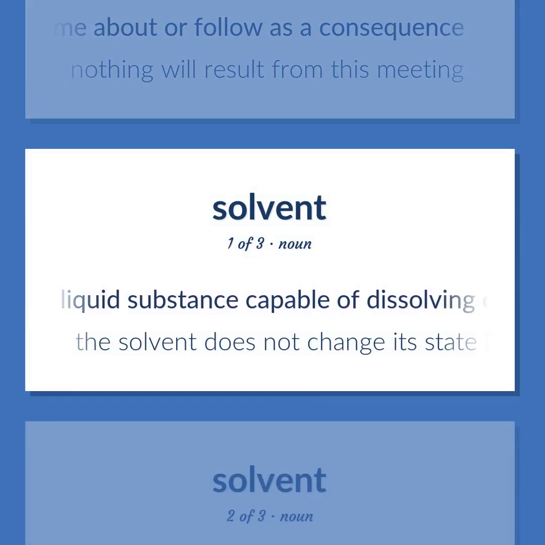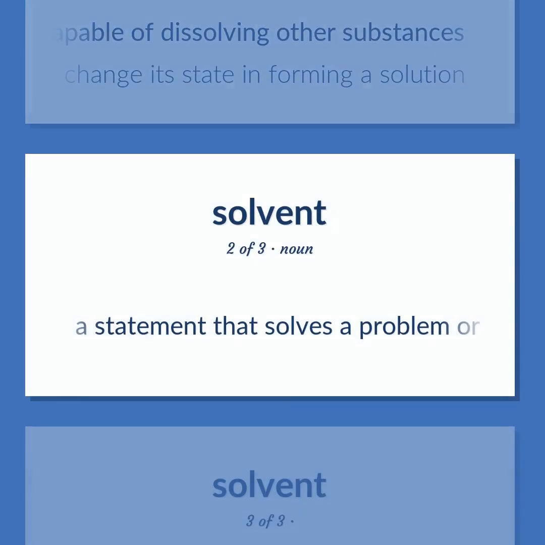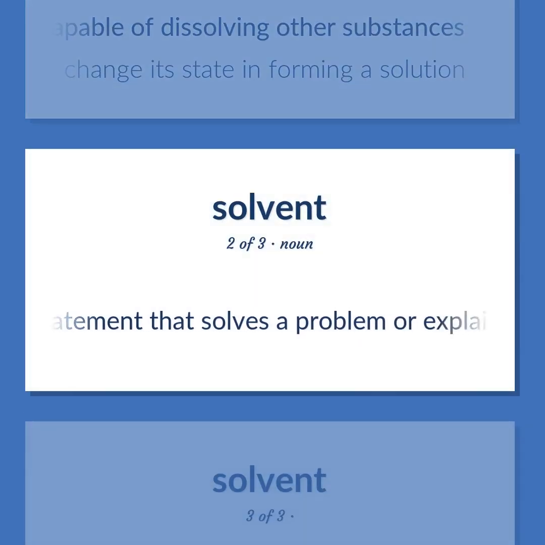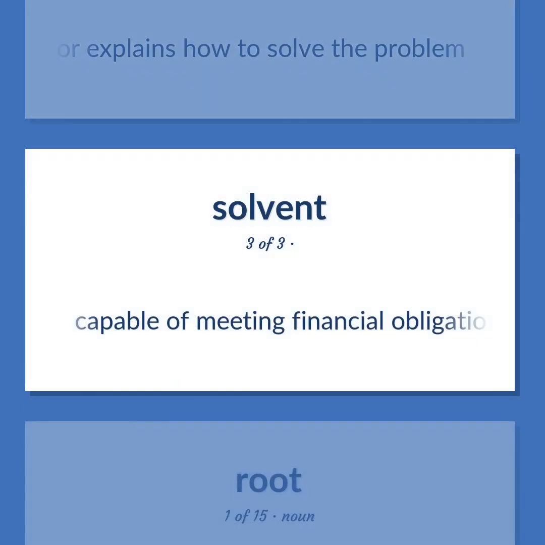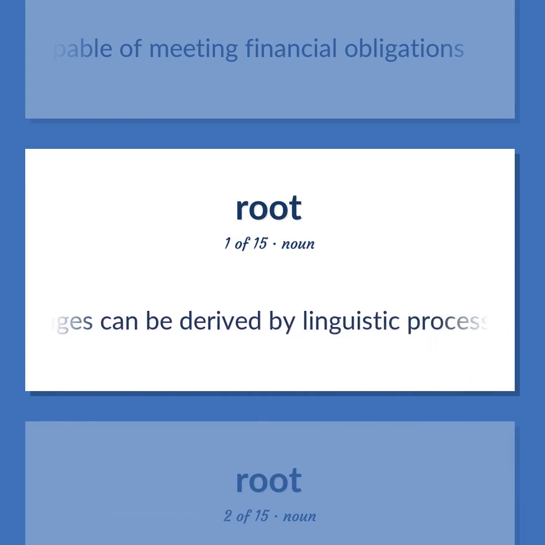Solvent: A liquid substance capable of dissolving other substances. The solvent does not change its state in forming a solution. A statement that solves a problem or explains how to solve the problem. Capable of meeting financial obligations. A simple form inferred as the common basis from which related words in several languages can be derived by linguistic processes.